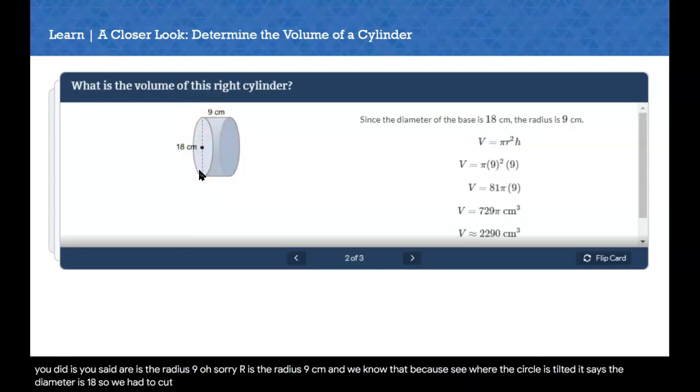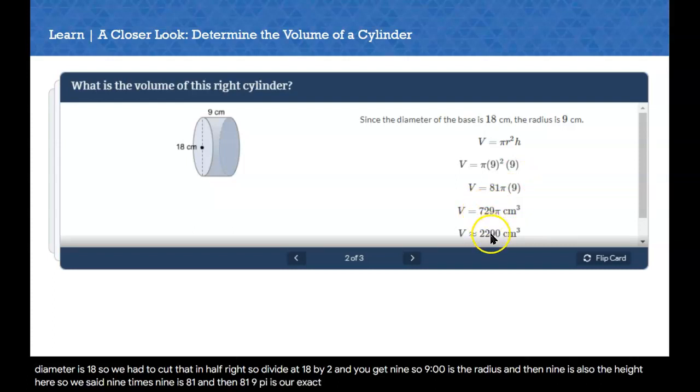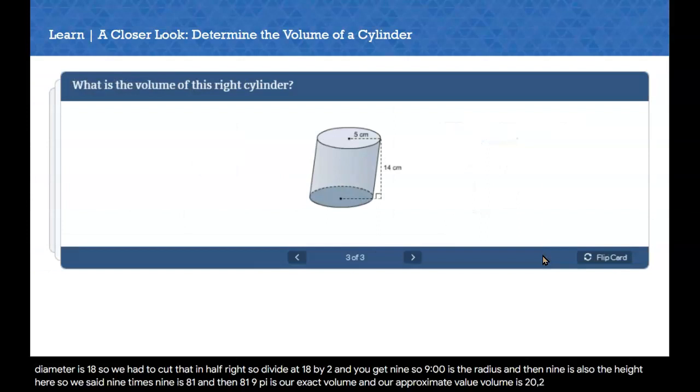So we had to cut that in half, right? So divide 18 by 2 and you get 9. So 9 is the radius, and then 9 is also the height here. So we said 9 times 9 is 81. And then 81 times 9 pi is our exact volume, and our approximate volume is 2,290.